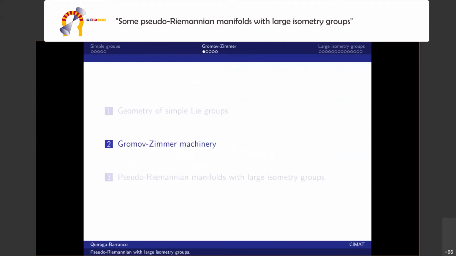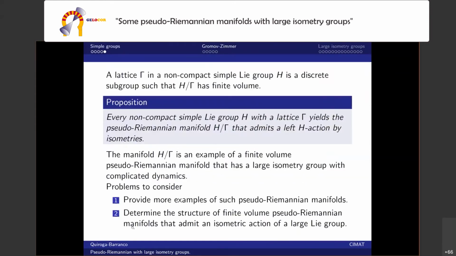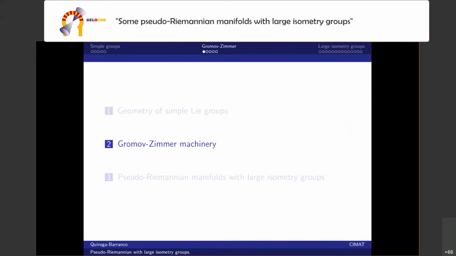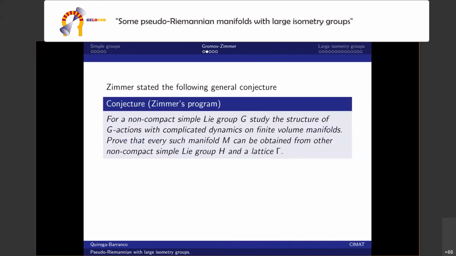And this is where Gromov-Zimmer machinery enters. After all, these two problems can be considered in many different situations. I'm going to consider them in the context of Zimmer's program. So here is what is stated as Zimmer's program. This is really kind of a conjecture. The conjecture is the following.